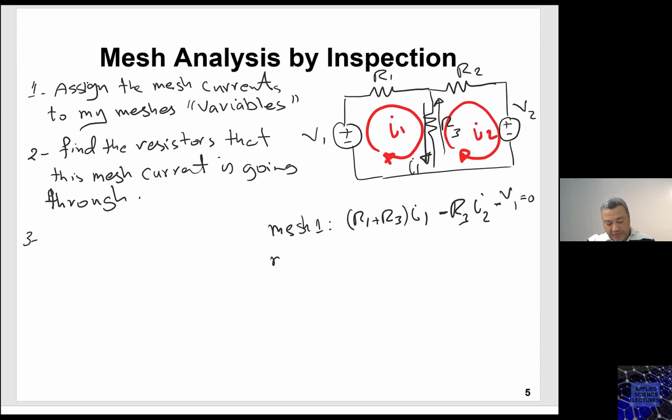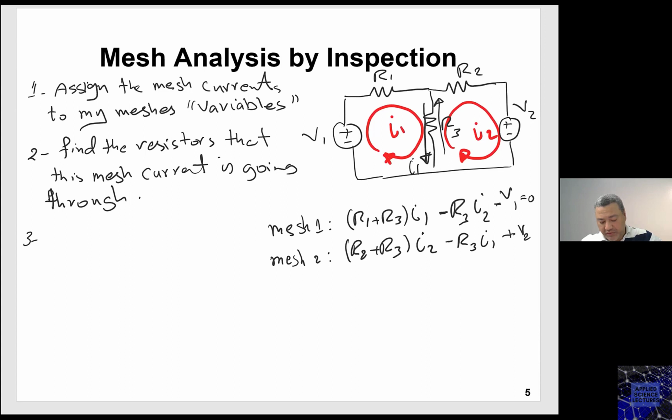Let's do mesh number 2. Again, look at the resistors that I2 is going through. They are R2 and R3. So right away, you add them, R2 plus R3 times I2. Look at the shared, yes, they're going in the opposite direction. So right away, minus R3, I1. And then look at the voltage sources. Is I2 going in the positive? Yes, going into the positive. Then we write it as plus V2 equals 0. This is how you write mesh equations by inspection.